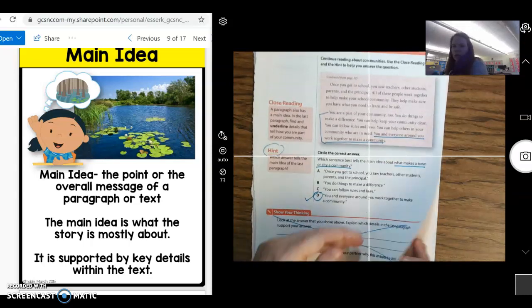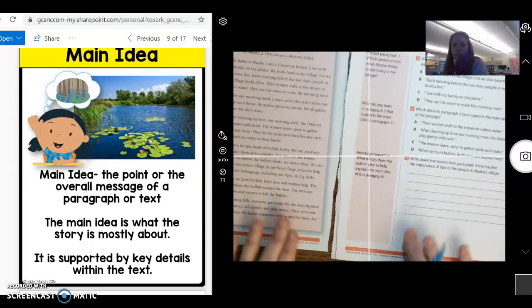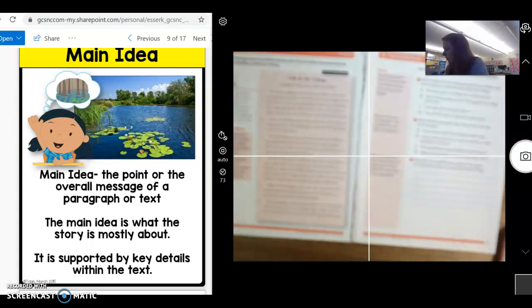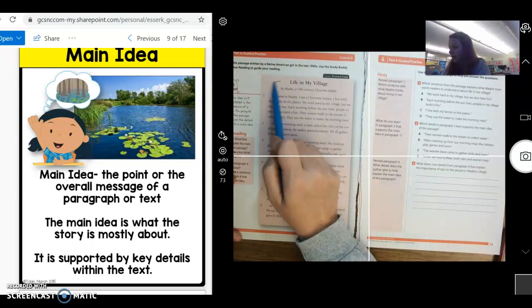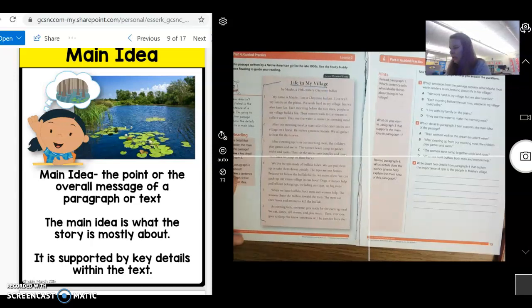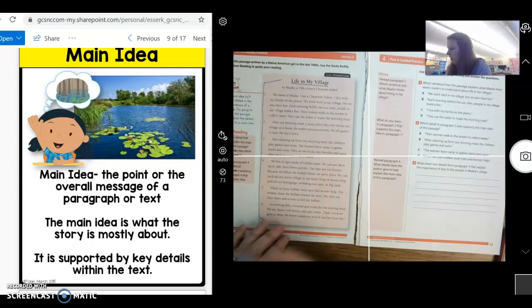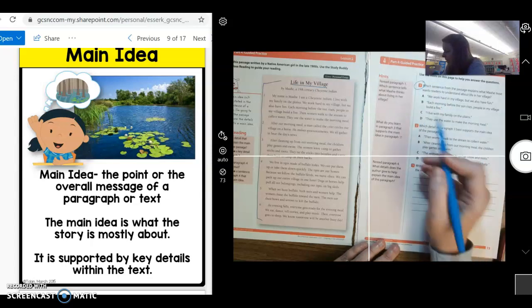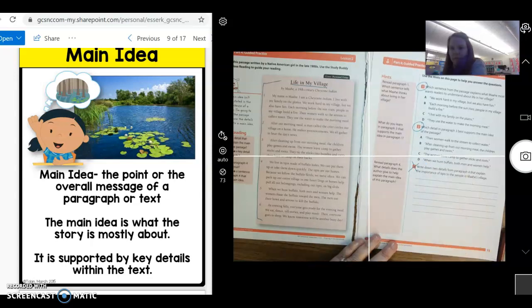Okay, now it is your turn to show Ms. Esser what you know. Okay, so now we are on page 14 and 15. So I'm going to go through the directions really quickly. You are going to be reading this story, Life in a Village. There are 6 paragraphs. There are some helpful hints over here on the side. After you read, you're going to answer question number 1 and question number 2. You do not have to do question number 3.